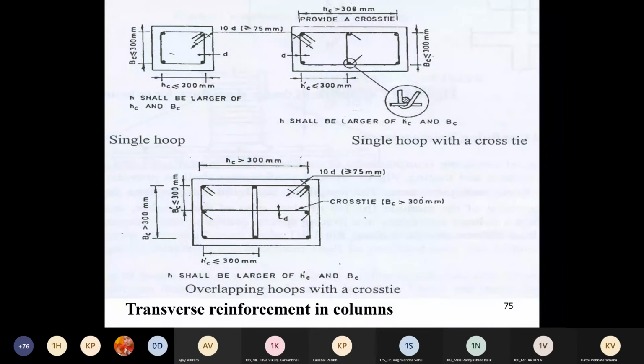Then the transverse reinforcement in a column is similar to beams. Here also we provide 135-degree hoops. And when the size of the column is such that the distance is more than 300 mm, in such a case we need to provide cross ties. And if the dimension is more than 300 mm on both sides, then we need to provide these cross ties in both directions.